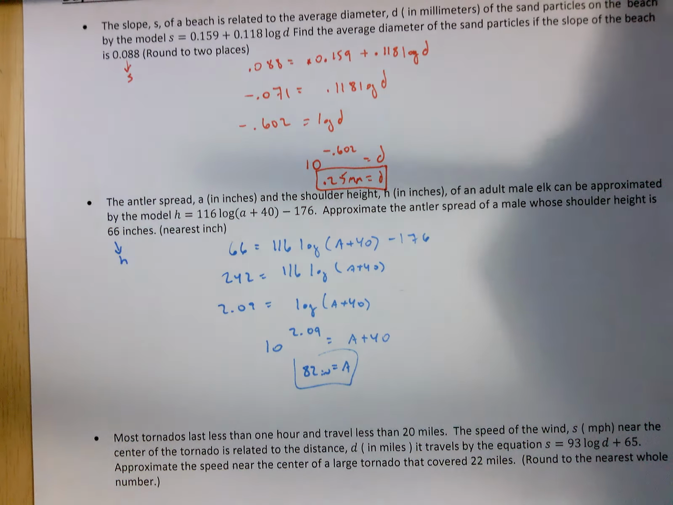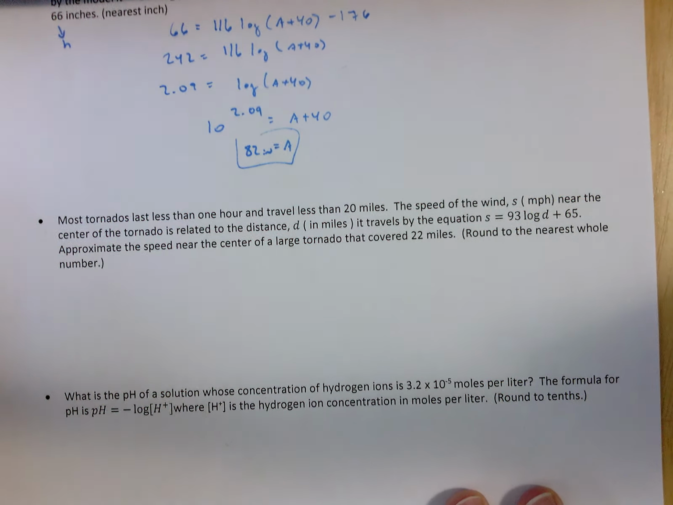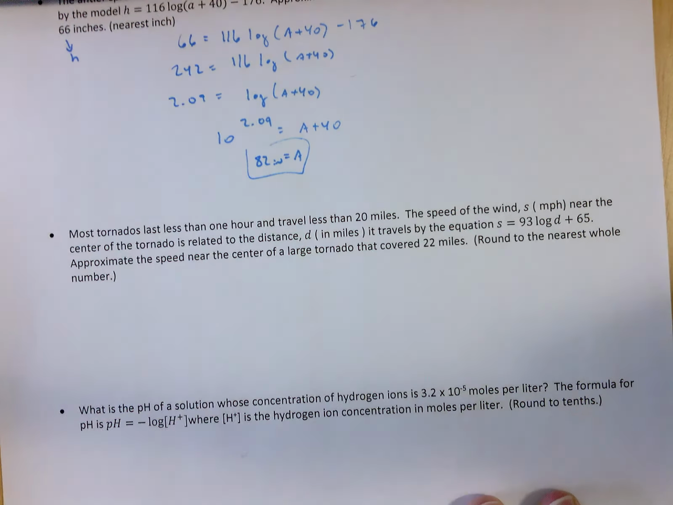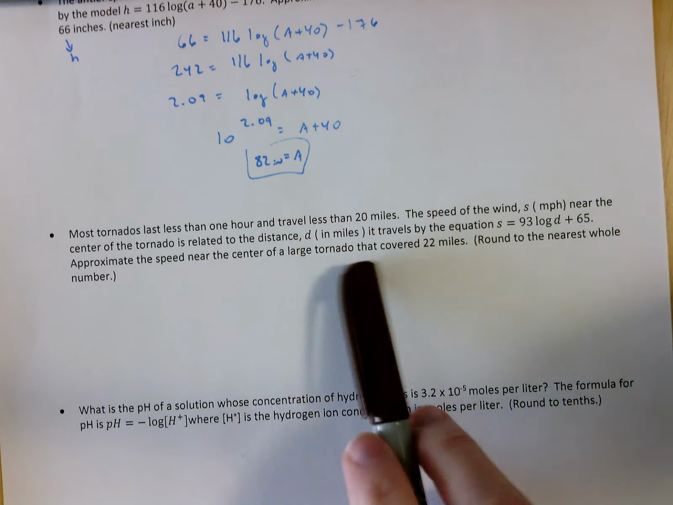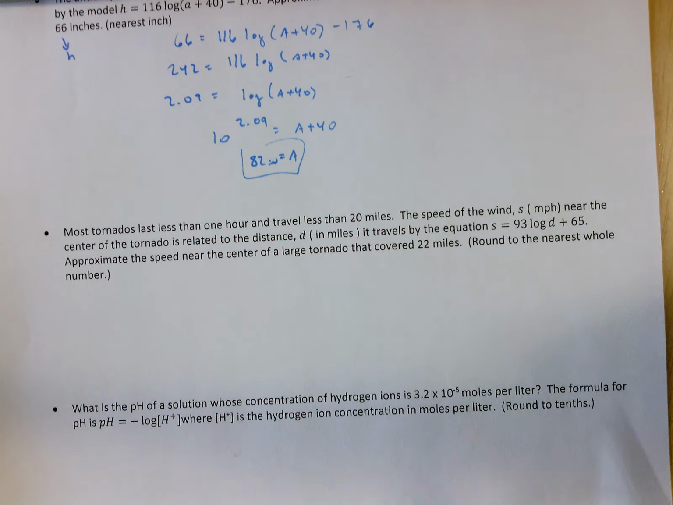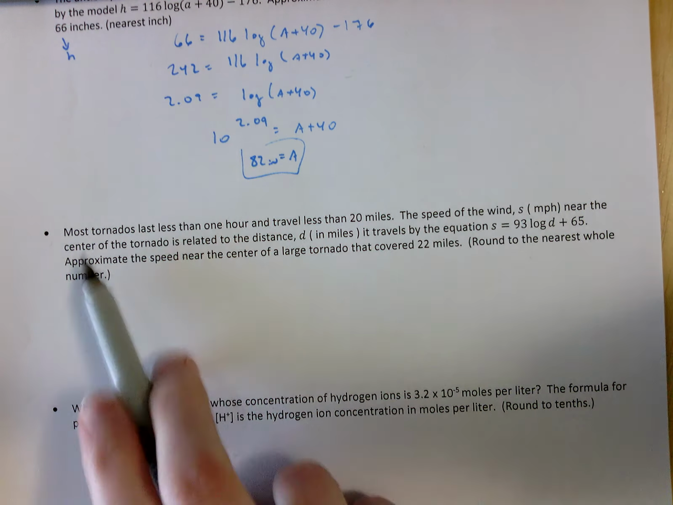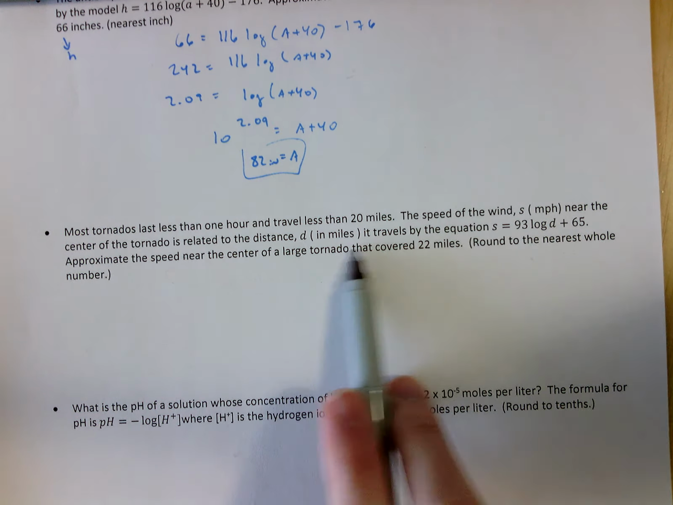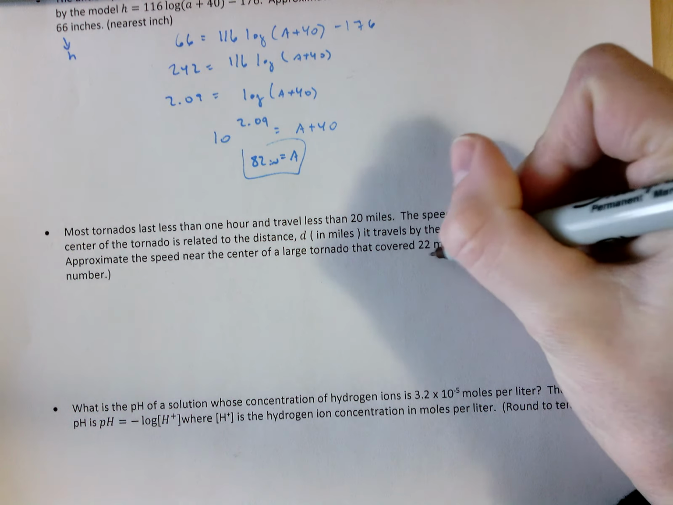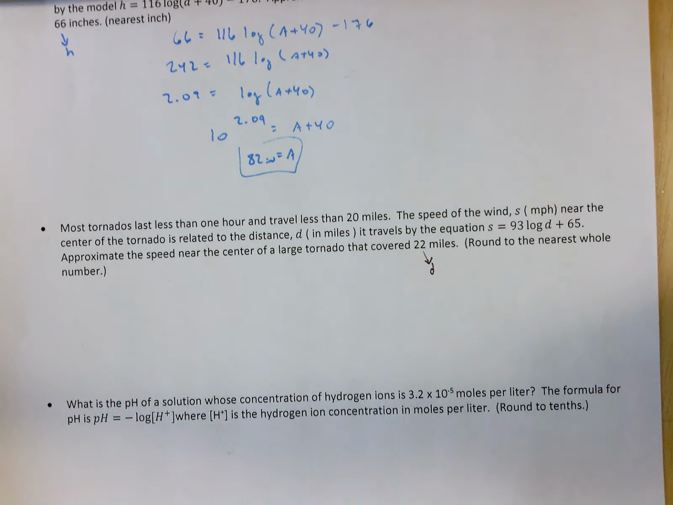All right, next one, tornadoes. So most tornadoes last less than an hour and travel less than 20 miles. Wind speed, okay, let me preview at the end. I'm looking at a tornado that covered 22 miles. So the wind speed in miles per hour near the center of the tornado is related to the distance that it travels. So I'm thinking that it covered 22 miles. That's going to be D.